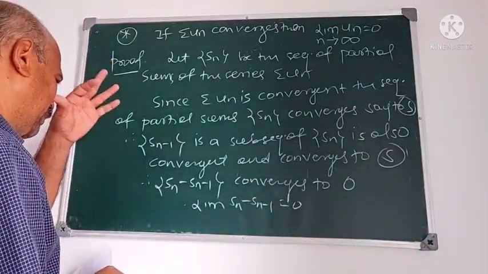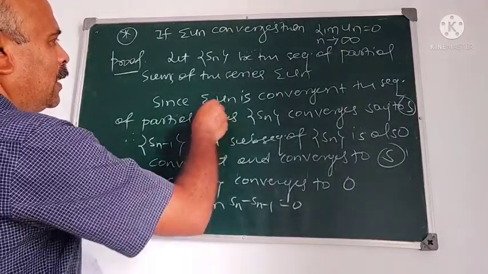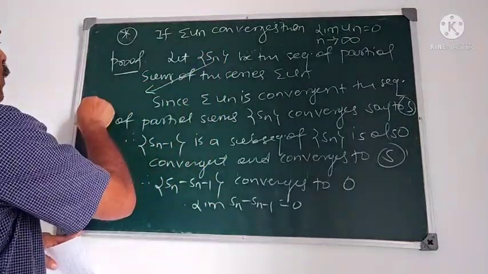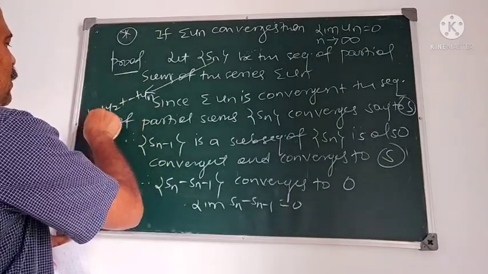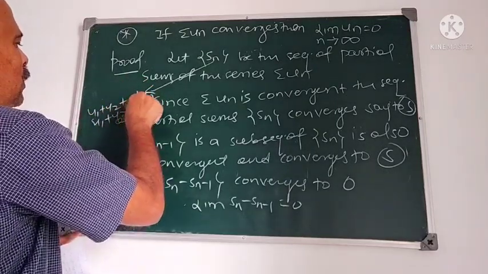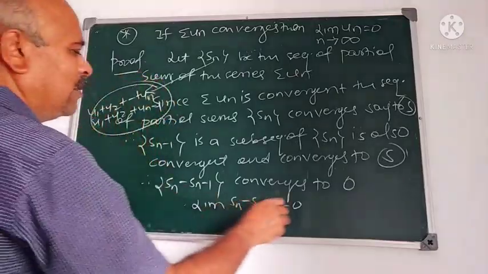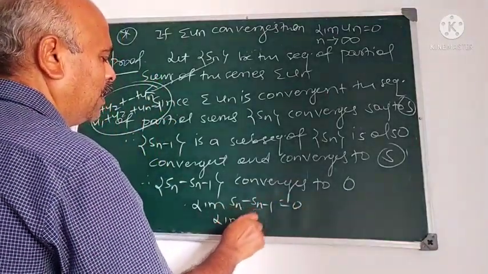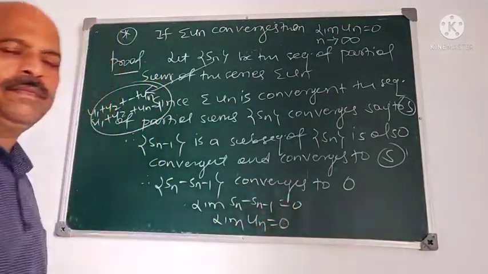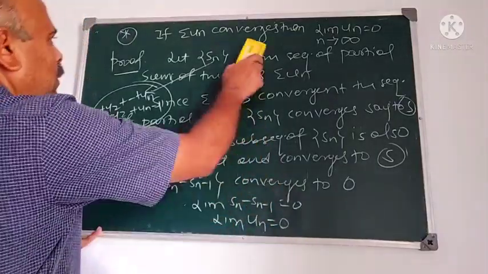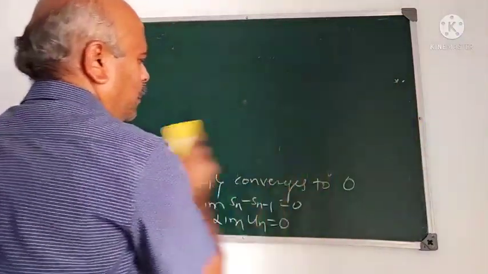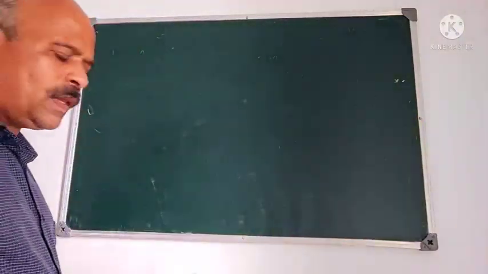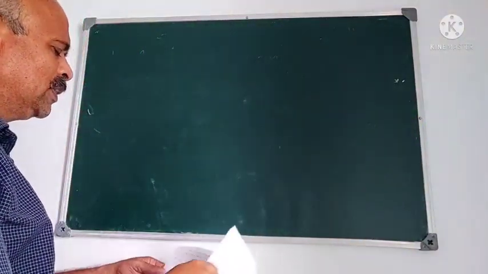And what is this Sn minus 1? Sn is u1 plus u2 plus etc. un, and Sn minus 1 is u1 plus u2 etc. un minus 1. So Sn minus Sn minus 1 is un, and limit un is 0. This is the first part. See the second part, converse is not true. Converse is, suppose limit un is 0.